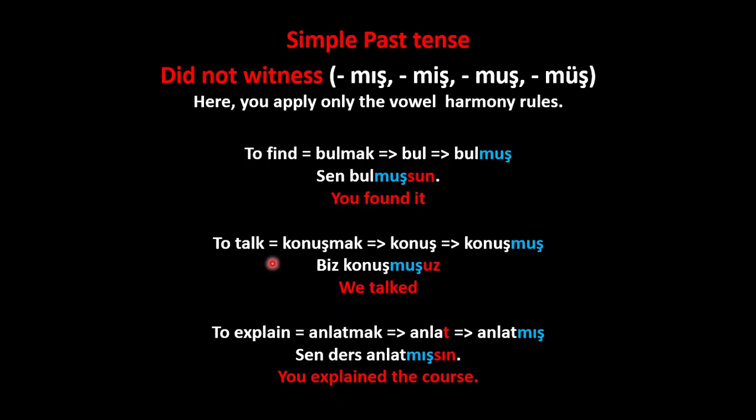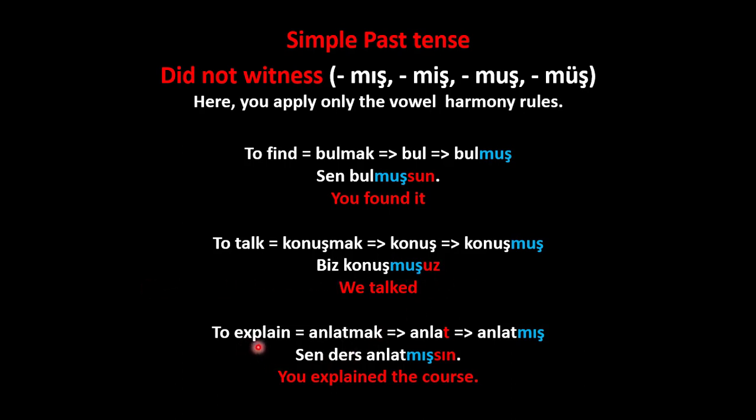To talk, konuşmak. Konuşmuş. Biz konuşmuşuz. We talked. Now this is weird because you cannot talk while you do not witness. But here it could mean that maybe you were in a trance, or drunk, or asleep, or something like that. Basically, you're not conscious of the event. So you talked with the person but weren't aware of it. In this case, you can also use -muş.